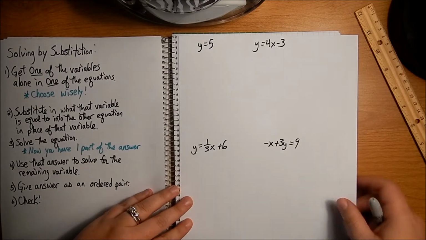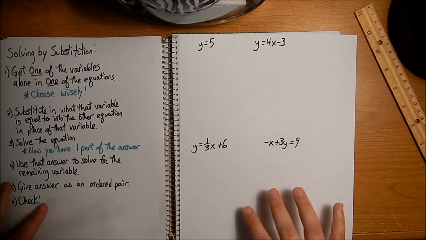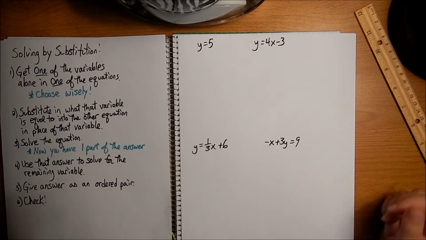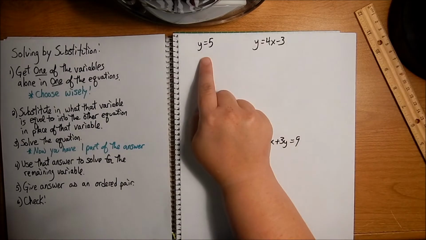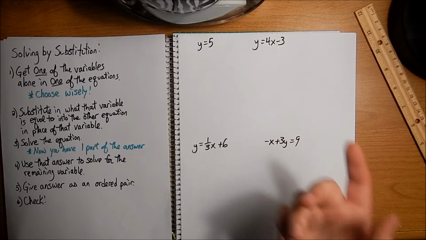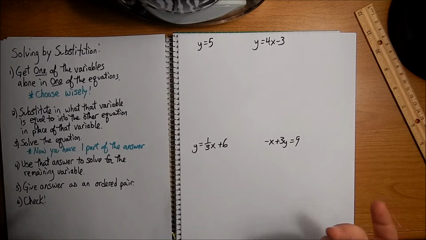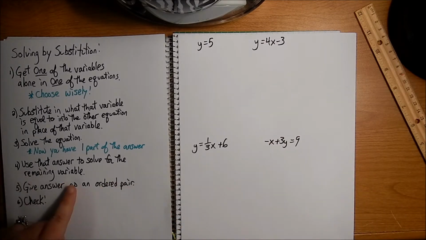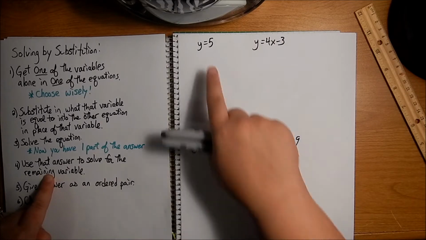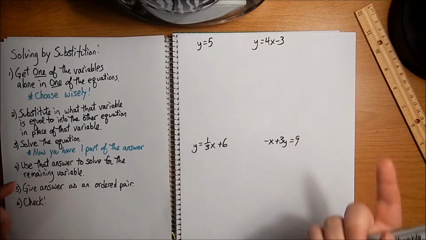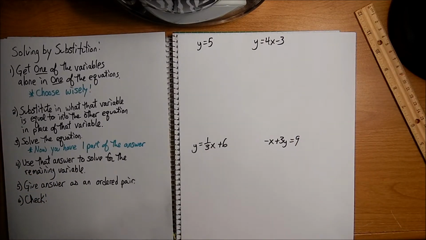Okay, now this one, if you remember, y equals 5 and y equals 4x minus 3, guess what? I already gave you part of the answer. You know what the y coordinate is. You know it's 5. All I have to do is figure out what x is. So I'm actually already up to step 4. I'm going to take this answer and plug it in over here and see what x is. So that's not so bad.